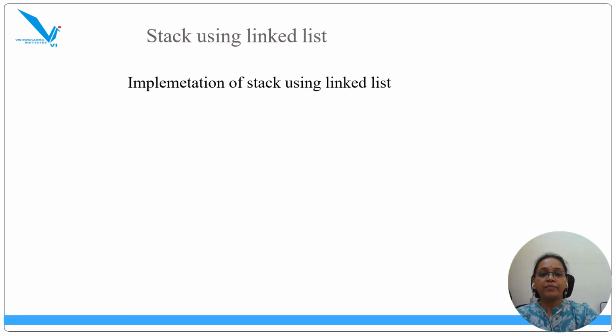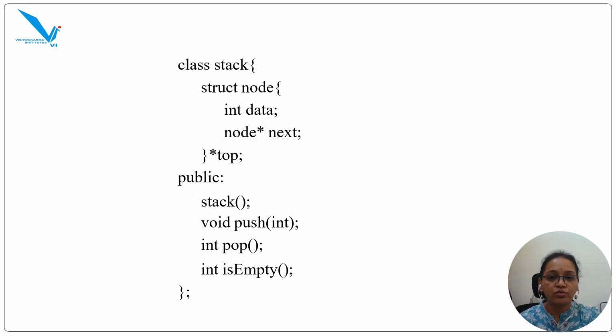So let us see the implementation of stack using linked list. Class stack, and inside that we will create the structure node. It will contain integer data and node star next as a pointer, and we'll create a structure variable of pointer type, say star top. Top will always point to the top element on the stack. Then let us declare the functions. Stack is my default constructor, then void push function with one parameter which we are going to push, then the pop function and the is empty function. The is full function is not applicable here.